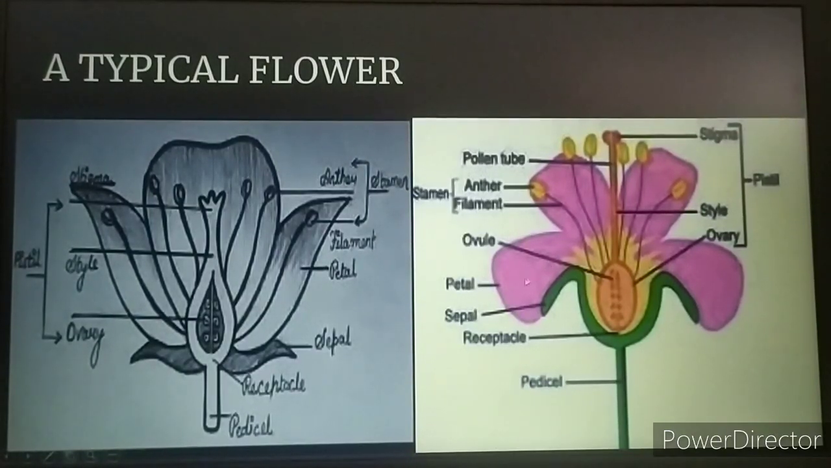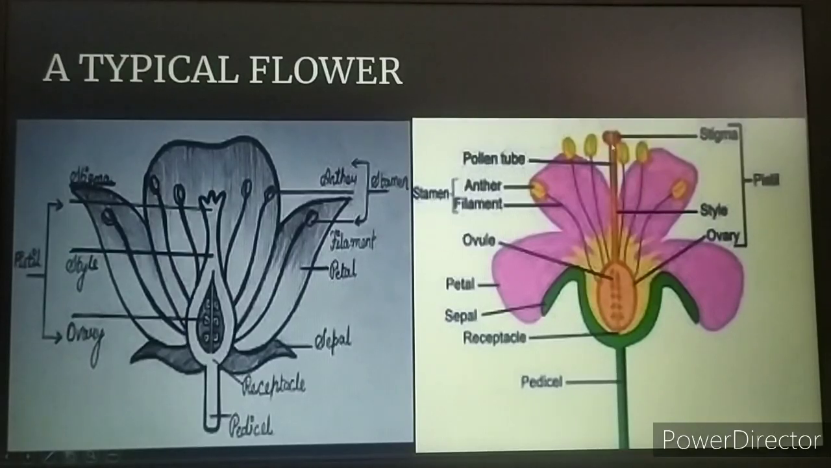The second whorl of the flower is the petal, which is visible in pink color here in the figure. This is the corolla or petal. The third whorl of the flower is ANDROECIUM. You can see here this yellow part which is attached with a thin thread-like structure to the thalamus, to the main part of the pistil. This is the ANDROECIUM, or you can say stamen.